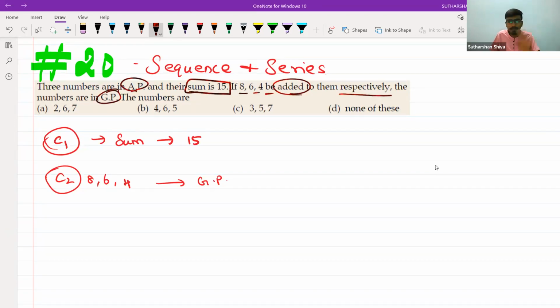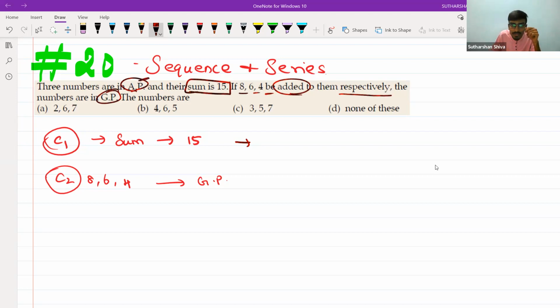So we will take the options. We will go by the trial and error method, which is the simplest method. All my options, A, B, and C, will satisfy my first condition, because 2, 6, 7, 4, 6, 5, 3, 5, 7, all the sums are satisfied.